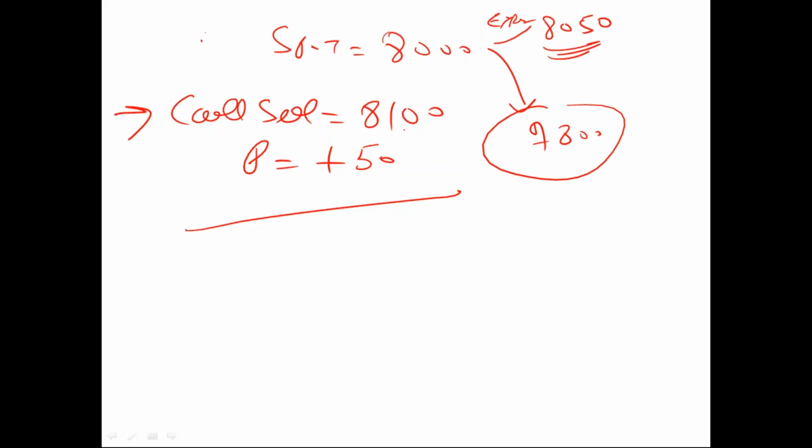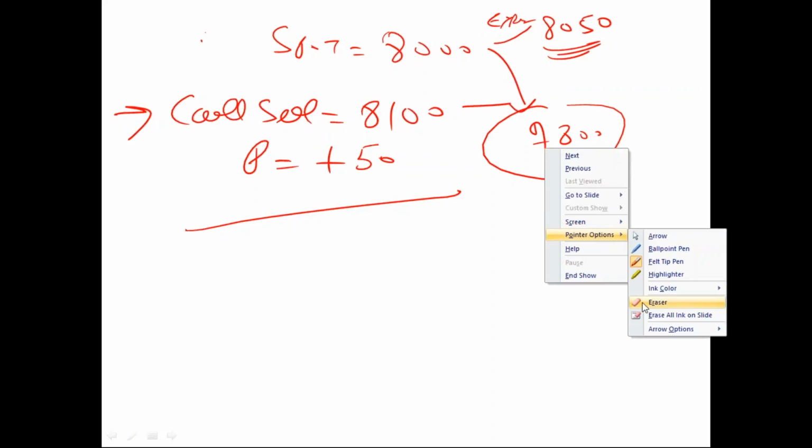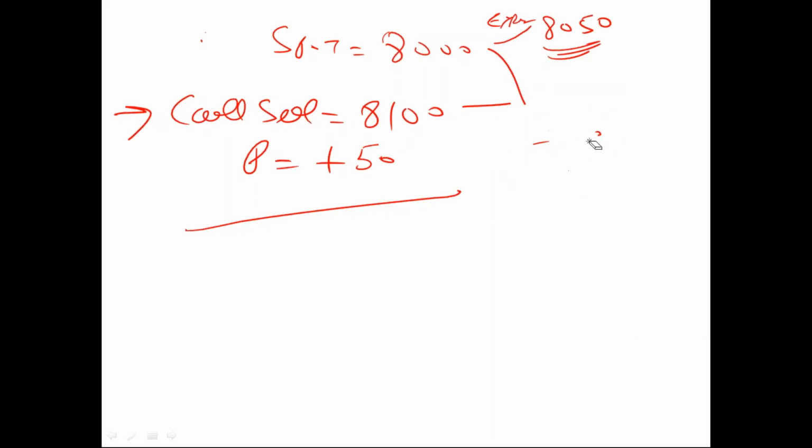Why? See, I am selling at 8,100. So what is my point? My strike price was 8,100. I sold at 8,100. So when I'm selling at 8,100, somebody is buying at 8,100, right? So I'm selling calls, somebody is buying call at 8,100 out of the money. So he's gonna pay the premium minus 50.